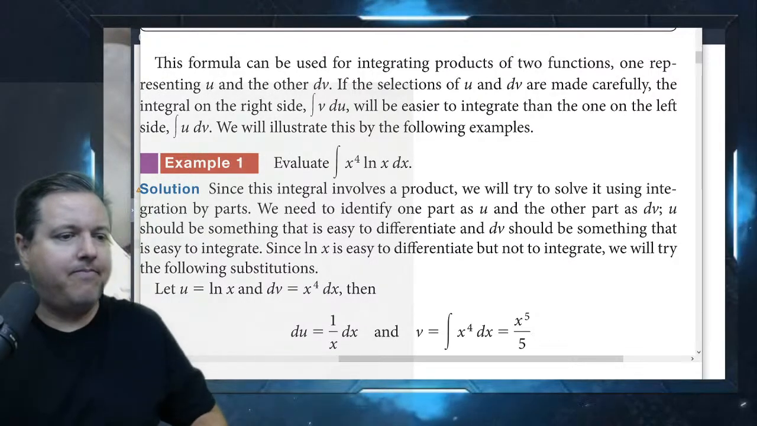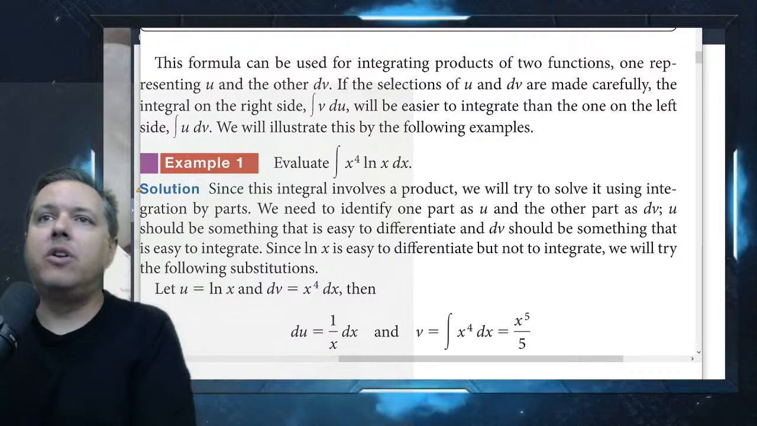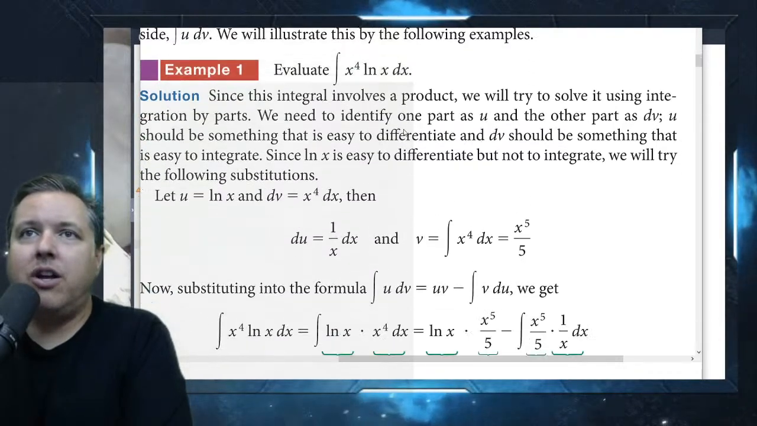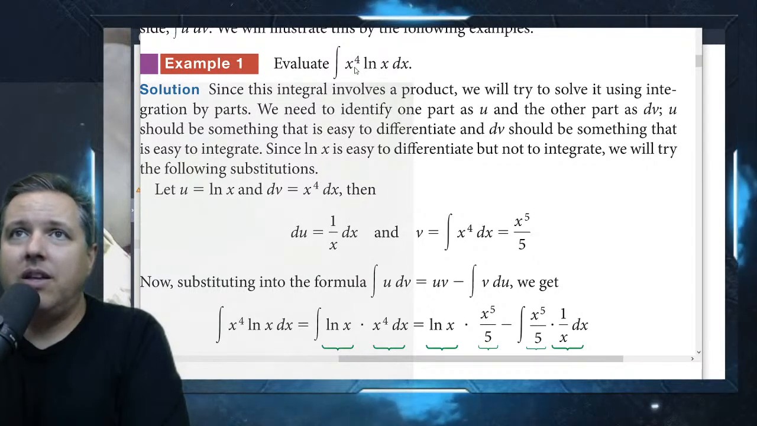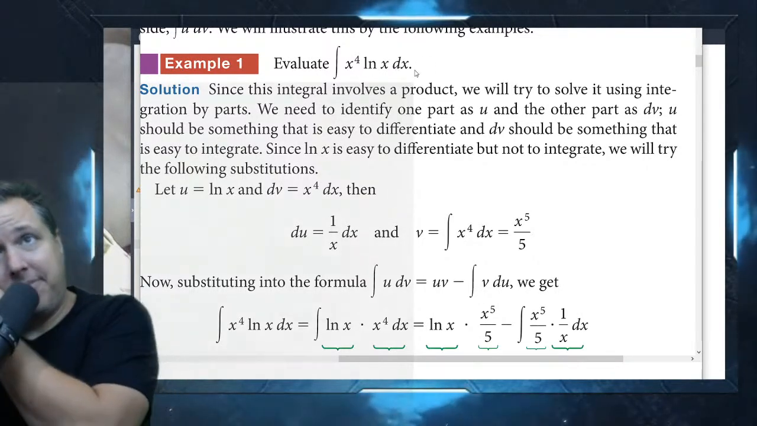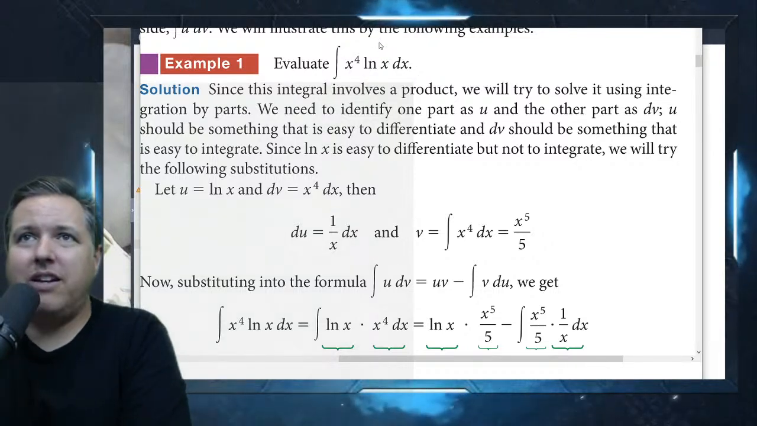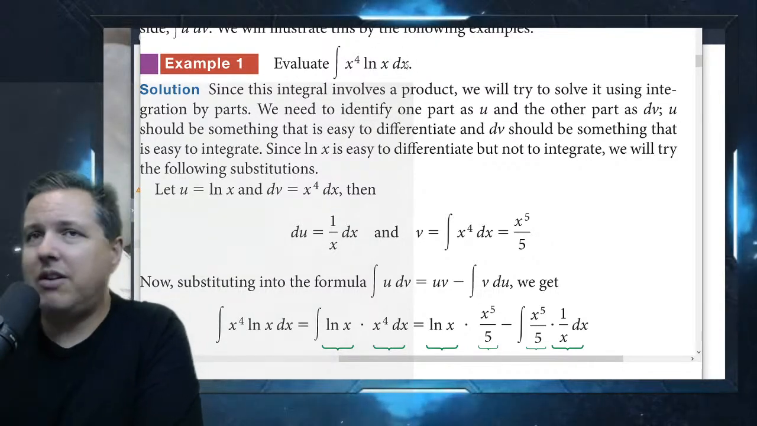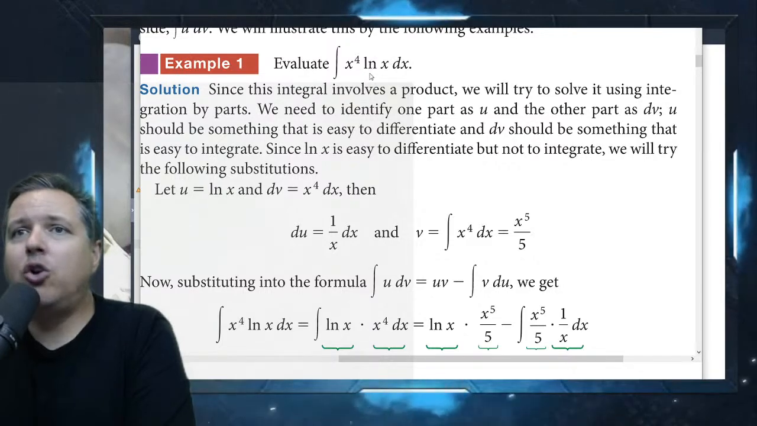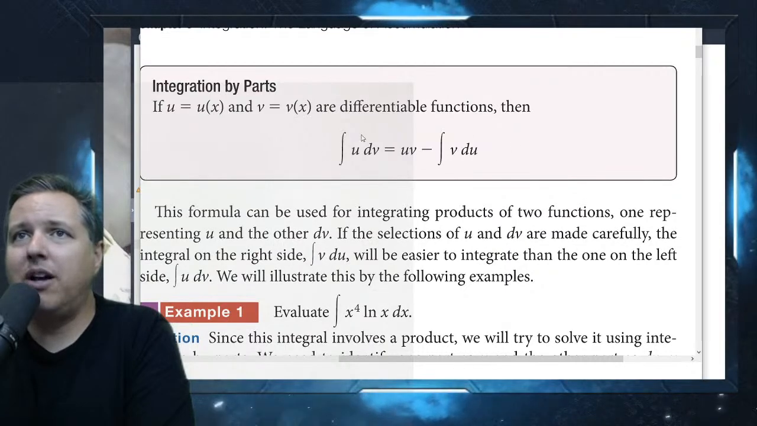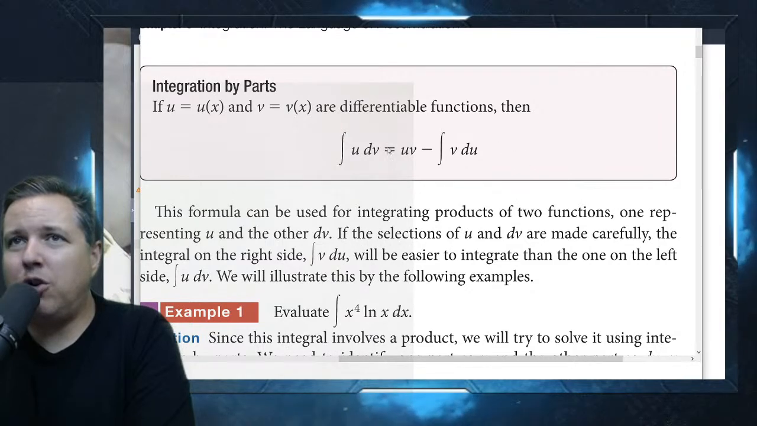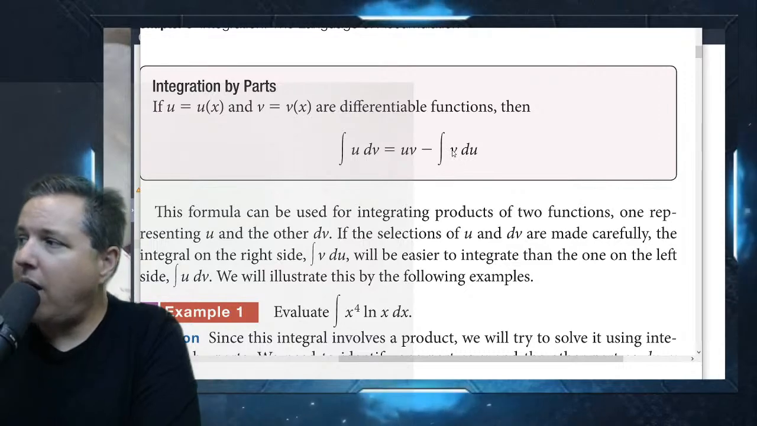Okay, so here's the key. We're starting off with the integral of x to the fourth natural log of x dx, but we don't really know how to solve that. How are we going to do that? Our goal is to put this integral into something equivalent using this formula. Basically, we're being given the thing on the left, and we want to turn it into the thing on the right, because this integral is then going to be something that we know how to integrate.